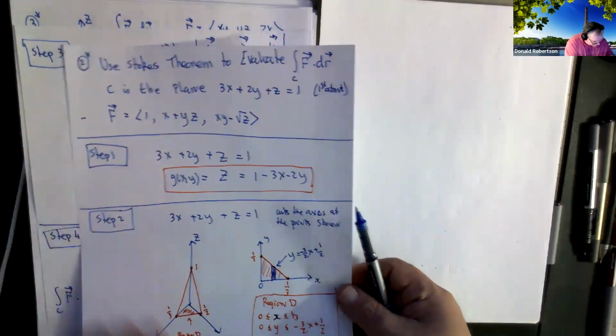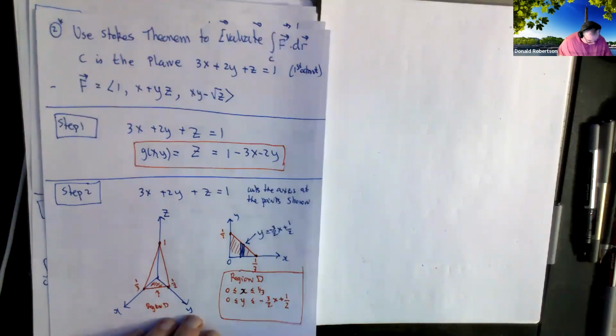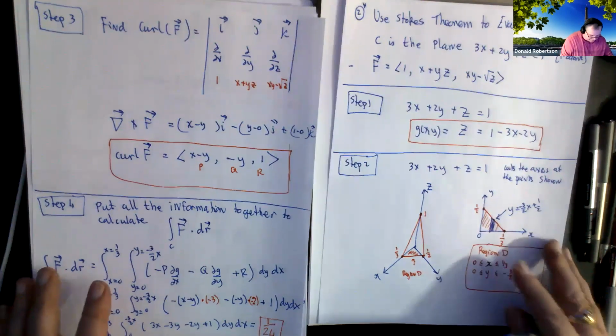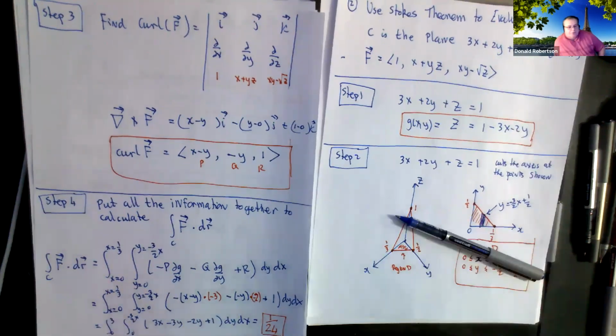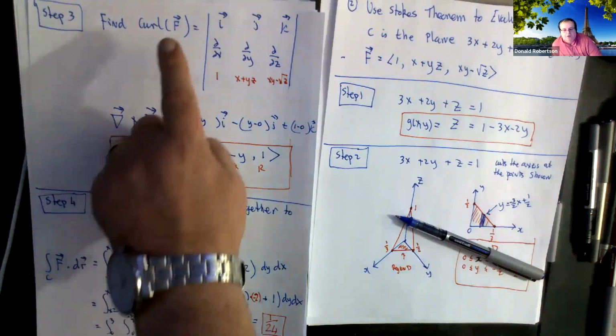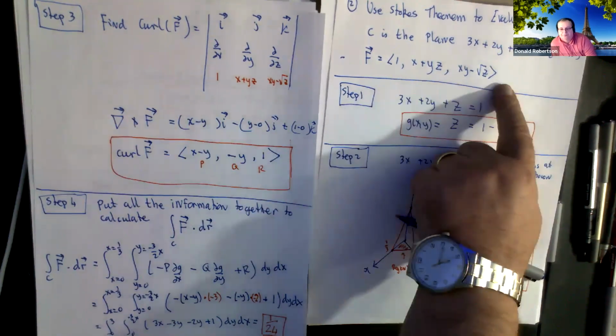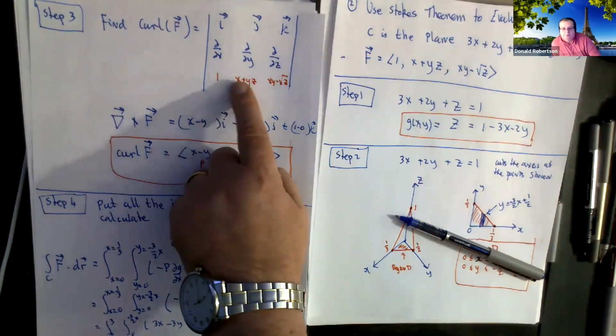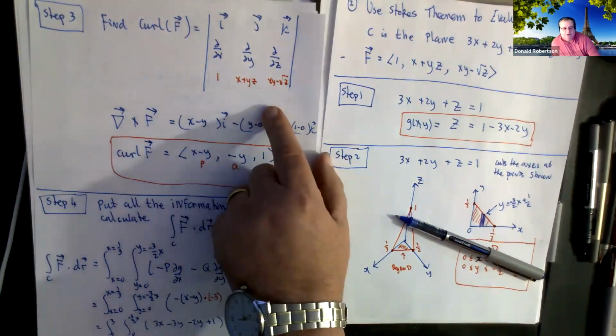I'm going to have to hide pages. I've got too many of these that are all looking the same. Move over. Now we're on to step 3. Find the curl of F. Here is F. So 1, that guy, and this guy.